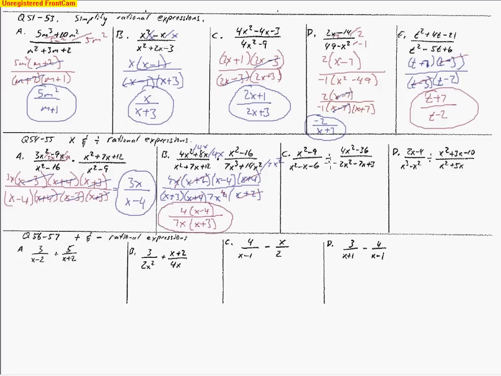Looking at the next one, it's a division problem. So remember, you're going to take the reciprocal as you do this problem. So when I look at this, I've got x squared minus 9. That's going to factor to an x minus 3 and an x plus 3.